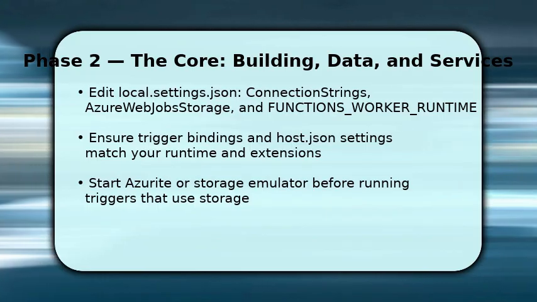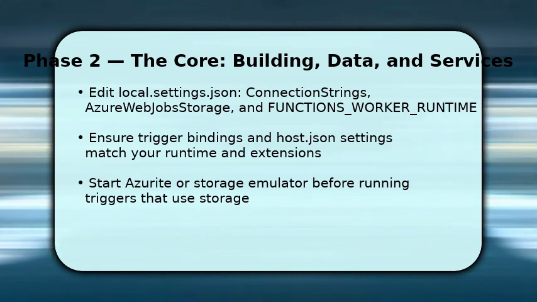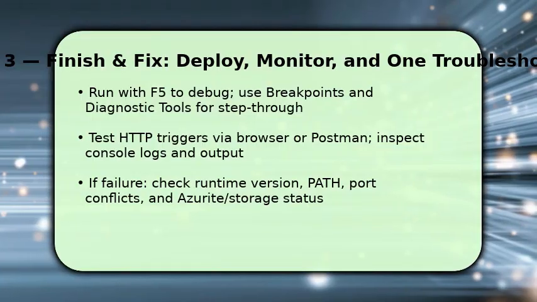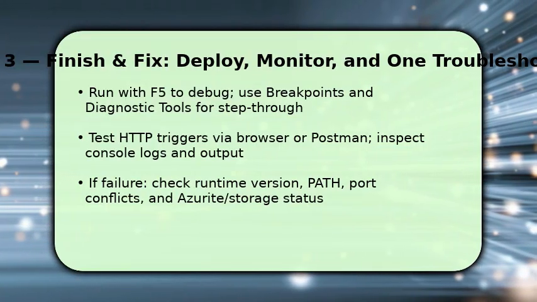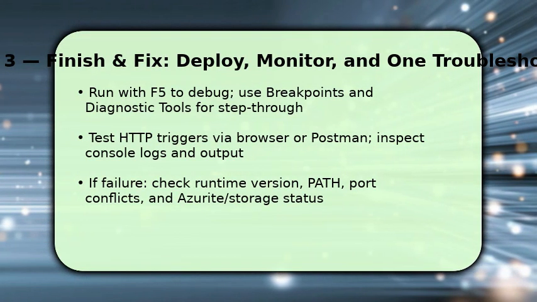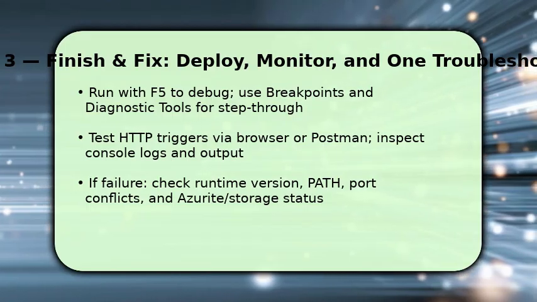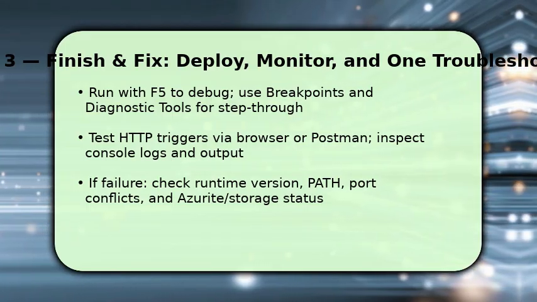Once configuration matches runtime, build the project and set the desired function as the startup item for local debugging. Finally, run the function locally with F5. Visual Studio launches the Functions host. You can attach breakpoints and step through code to observe behavior.